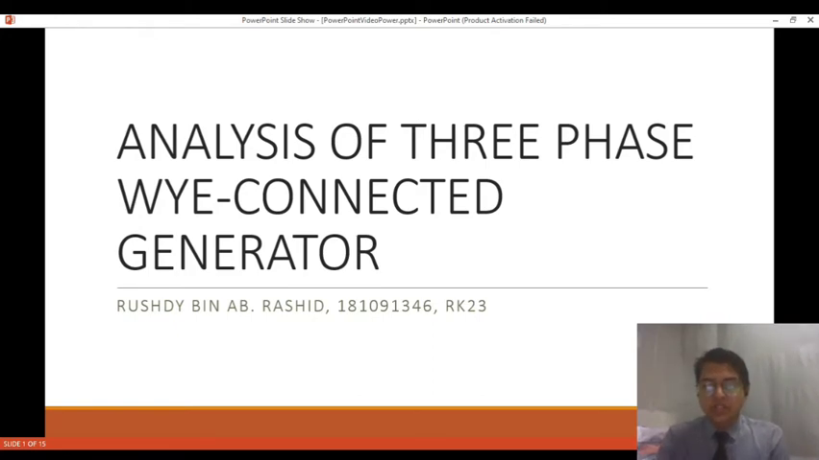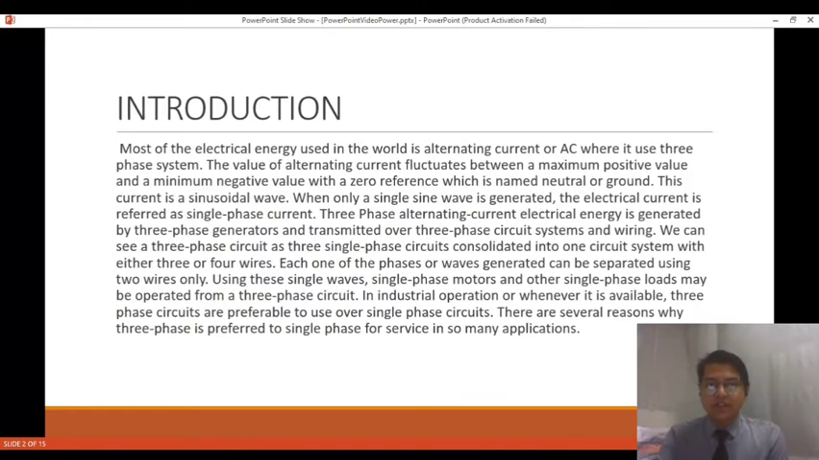Okay, we start with the introduction. Most of the electrical energy used in the world is alternating current, or AC, where it uses a three-phase system. The value of alternating current fluctuates between a maximum positive value and a minimum negative value with a zero reference, which is named neutral or ground. This current is a sinusoidal wave. When only a single sine wave is generated, the electrical current is referred to as a single-phase current.